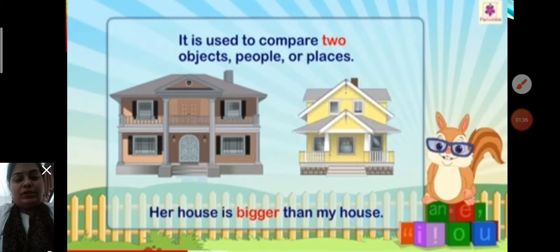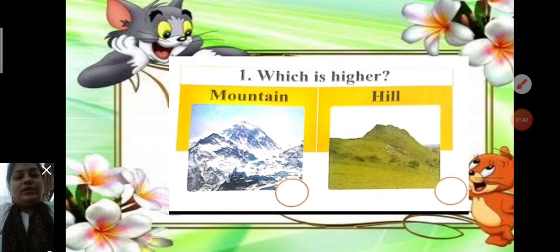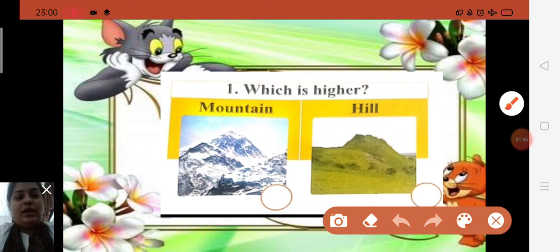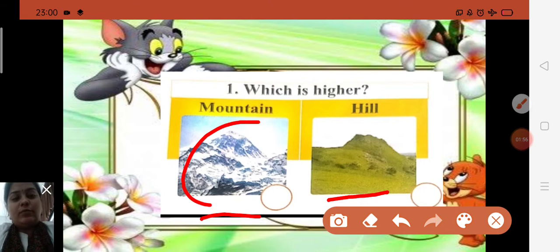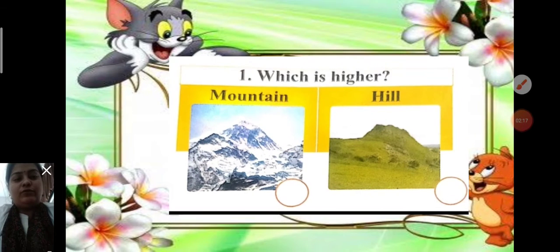So let's start some more examples. You see there is a question. First: which is higher? There are two pictures, a mountain and a hill. Just tell me which is higher. There is a comparison between two. As you all know, children, the mountain is higher. Already you know, Mount Everest is the highest mountain in the world. The question asks which is higher, so you will take the mountain. Now move to the next.